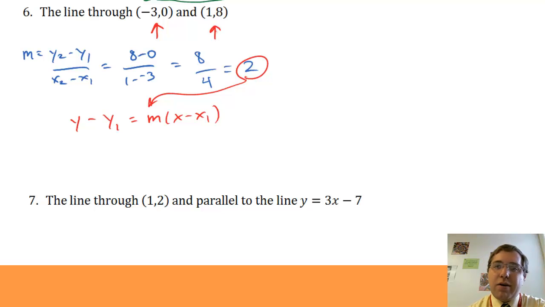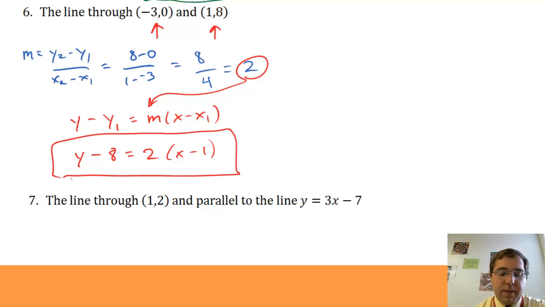It doesn't matter. Either one in point-slope form will look different, but if we rewrote it in slope-intercept form, they would end up the same. So it doesn't matter which one we use. Let's use 1, 8. So y1 is the y-coordinate, which is 8. M is the slope. And x1 is the x-coordinate, which is 1. And that's it. That is in point-slope form.